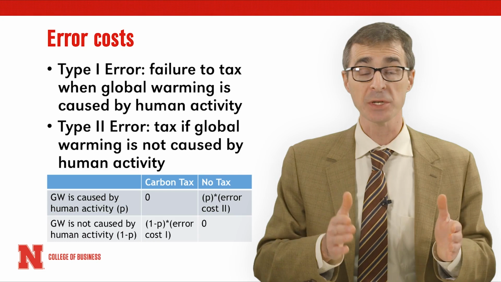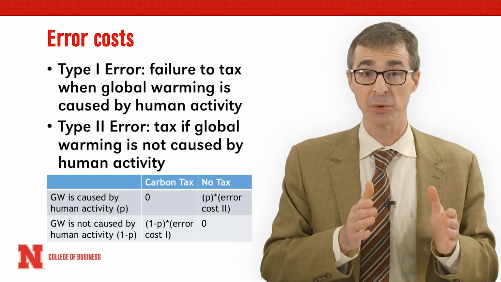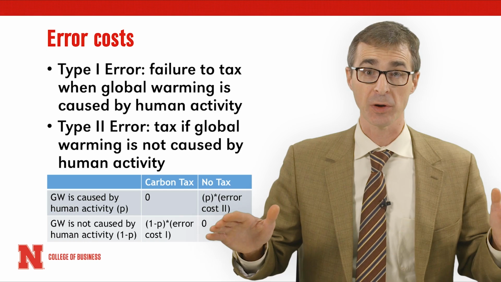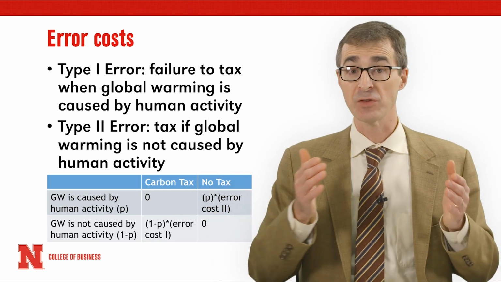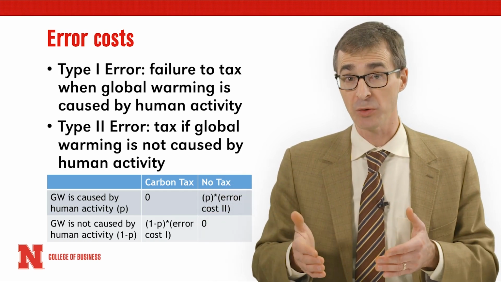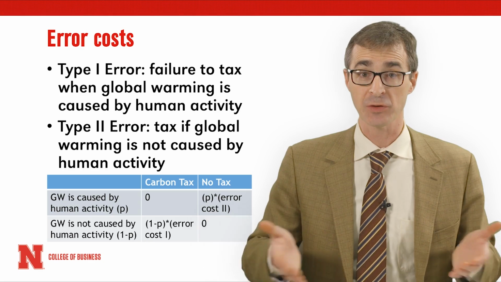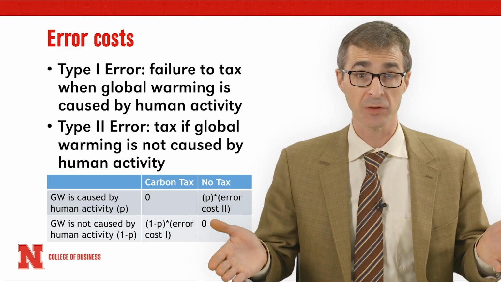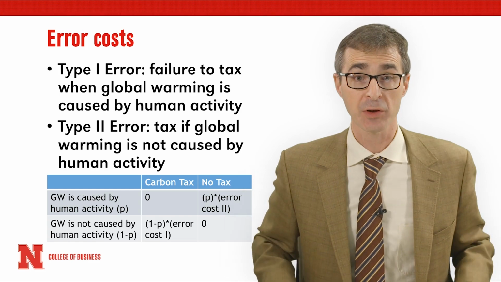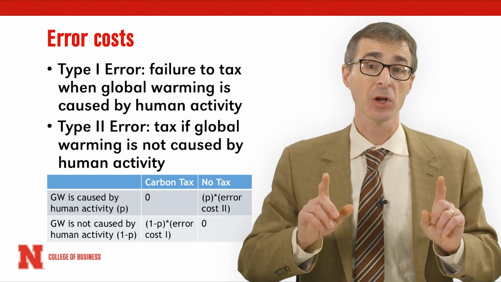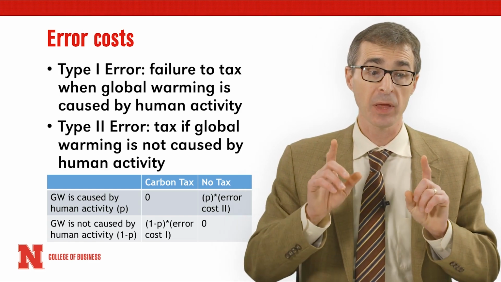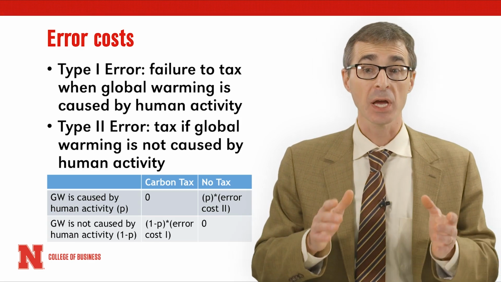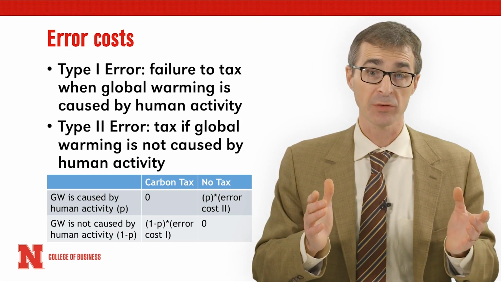If we impose a carbon tax and global warming is caused by human activity, the cost of making the wrong decision is zero. We made the right decision. And if it's not caused by human activity and we don't impose a tax, also we've made the right decision. The cost due to a wrong decision there is zero. But the two diagonal cells here quantify the economic cost of making the wrong decision. And they take the probability that we're wrong in that regard times the estimated error cost.